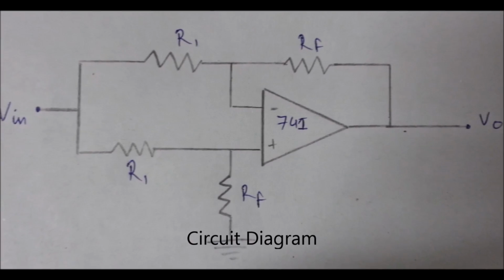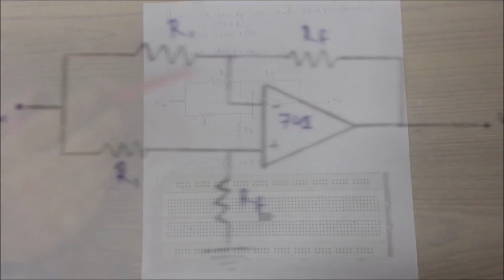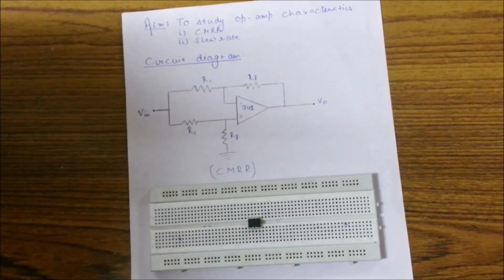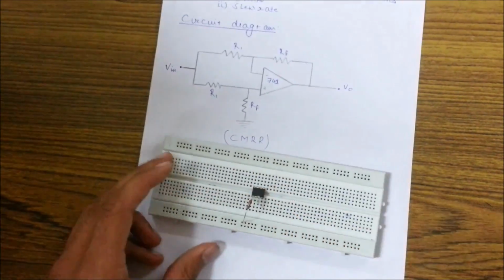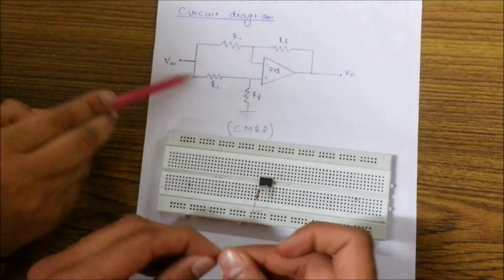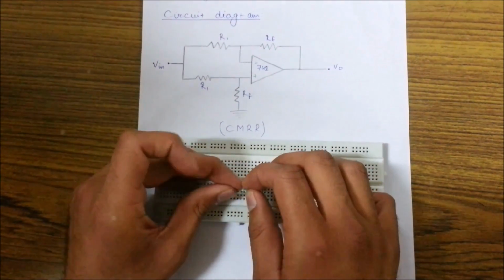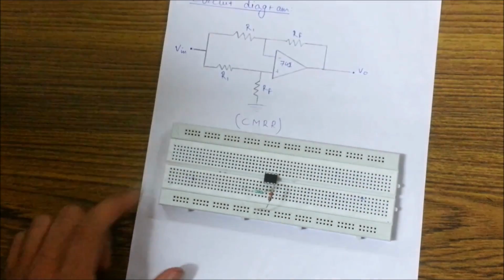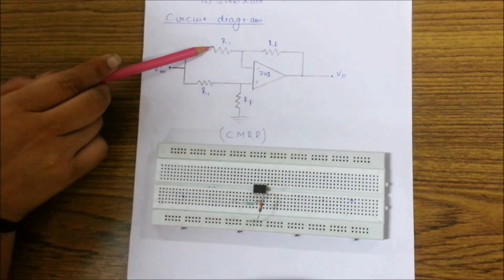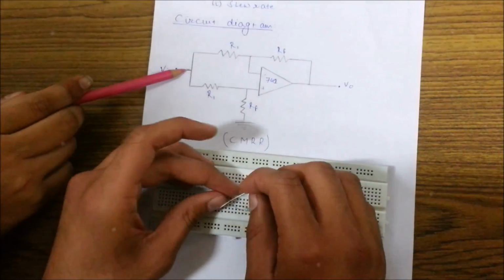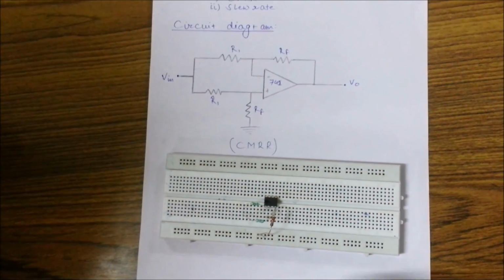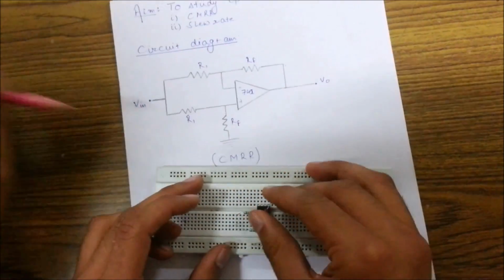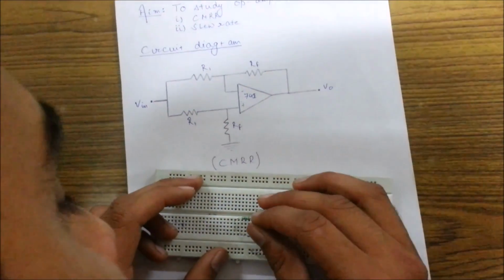The circuit diagram that we will be using today. We have just placed the 741 IC over a breadboard, and from the positive pin, that is pin number 3, we have connected RF to the ground. Now from the positive pin we are connecting R1 to the V input. From the negative pin, that is pin number 2, we are connecting R1 to the input channel. Now from the negative pin we are connecting RF to pin number 6, that is the output pin.